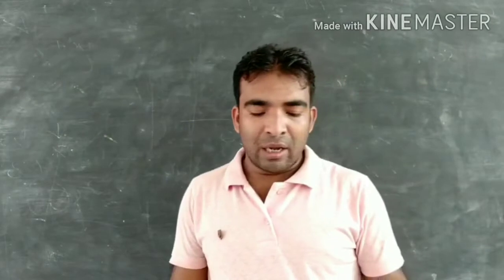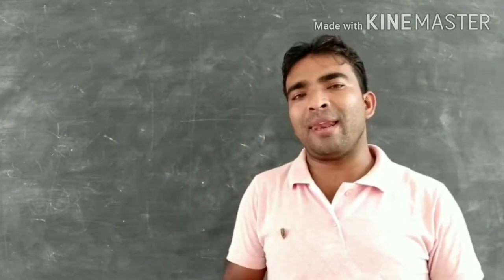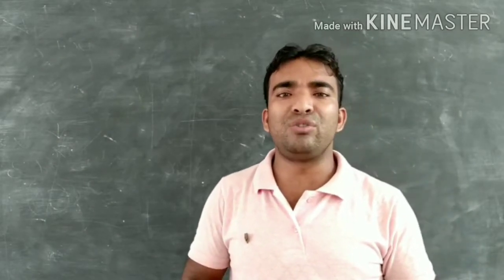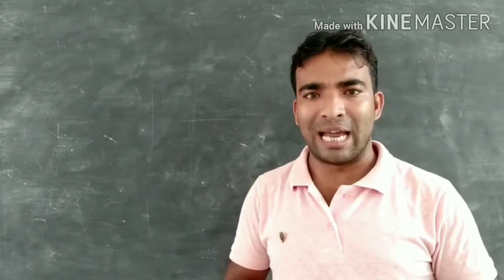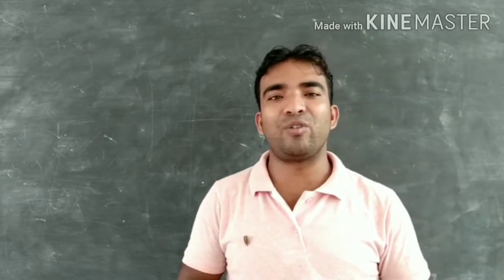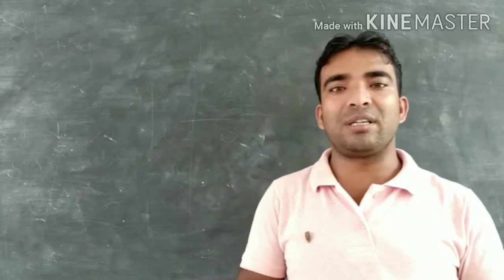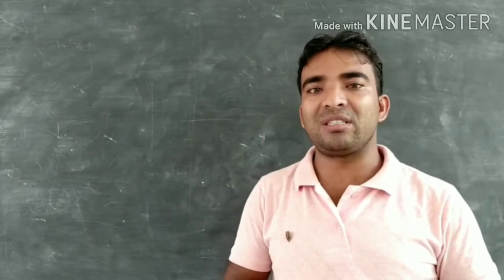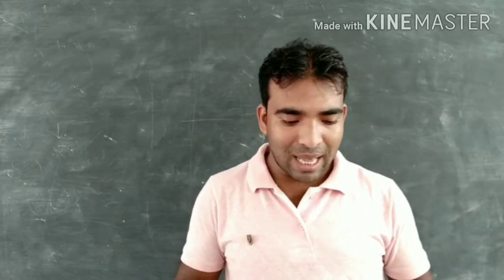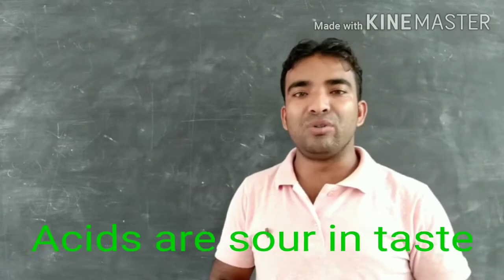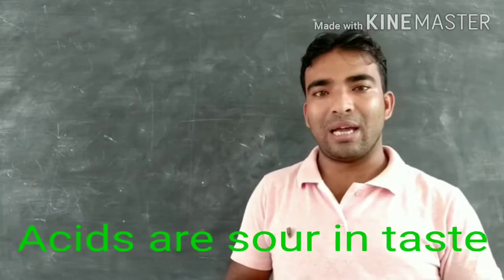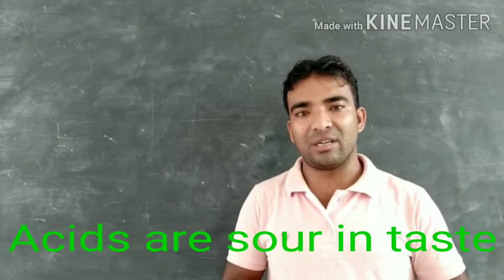Dear students, in our daily life we use a large number of substances like tamarind, lemon juice, orange juice, vinegar, common salt, etc. Do they have the same type of taste? Obviously your answer will be no, because some of the substances are sour in taste and some of the substances are bitter in taste. There are substances like curd, lemon juice or orange juice, they are sour in taste because they contain the acids and they are acidic in nature.